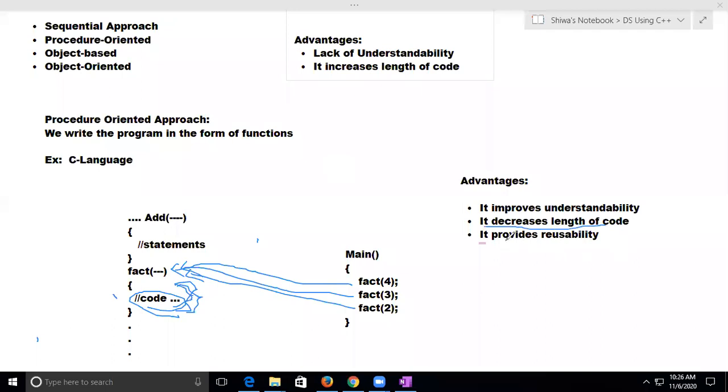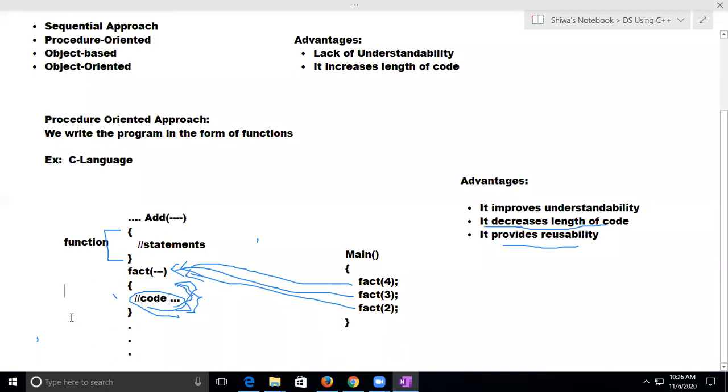Okay, so we can use that code any number of times, which means it is providing reusability. Here we are writing the program in the form of parts, and each part we are calling a function. So this one is called a function. Add is a function, fact is a function. Like that we are defining many functions here.